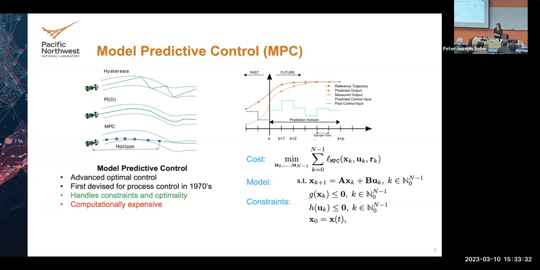So this is an advanced approach to optimal control. It's multi-input, multi-output. It handles constraints very well, and it provides optimality guarantees. However, model-based predictive control, because of its nature of solving optimization in the loop, is computationally expensive. And that makes it unattractive to some areas of applications.